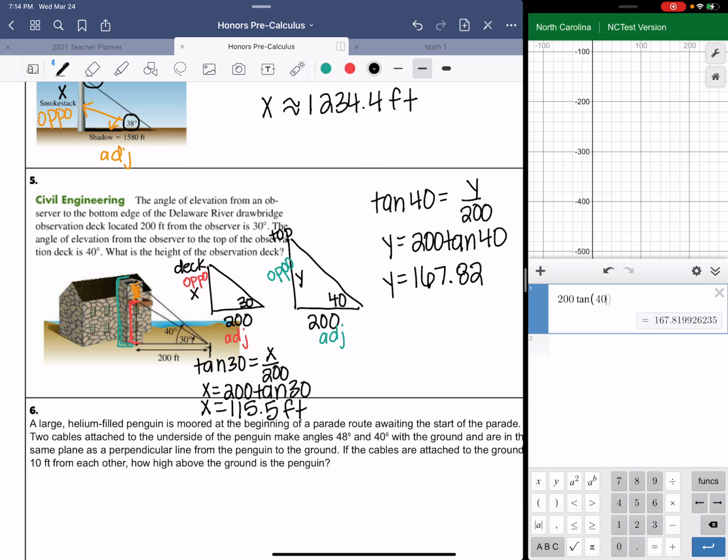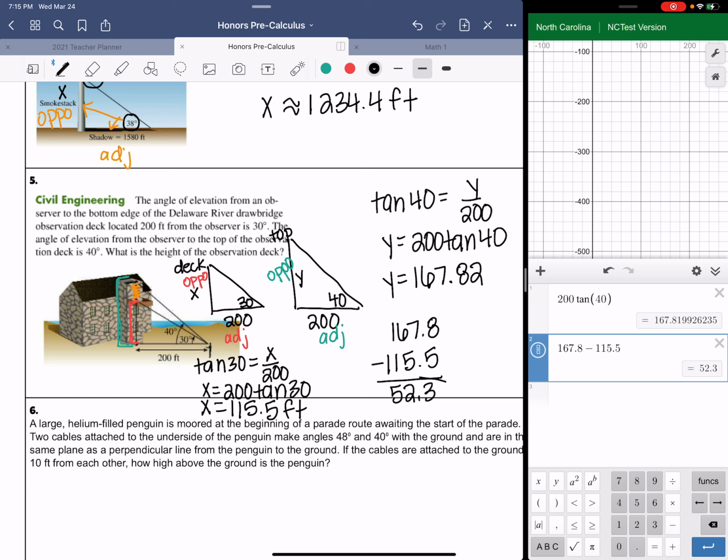All right, so to find that difference, we're going to subtract. We'll just do 167.8, and we're going to subtract 115.5. 167.8 minus 115.5, and we get 52.3. That's the distance between the deck itself and the top.